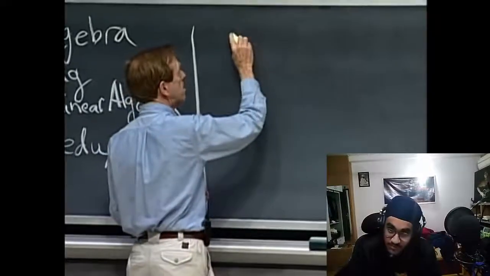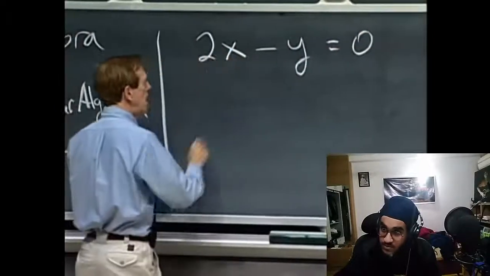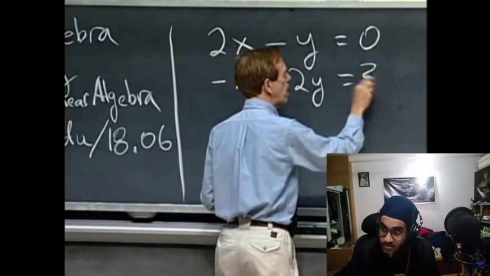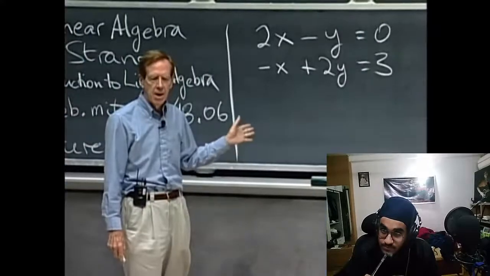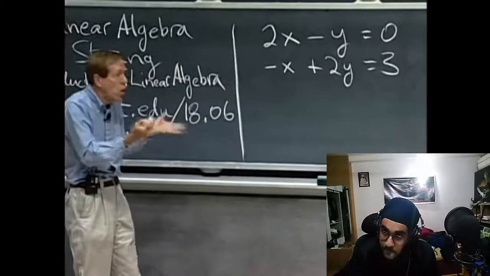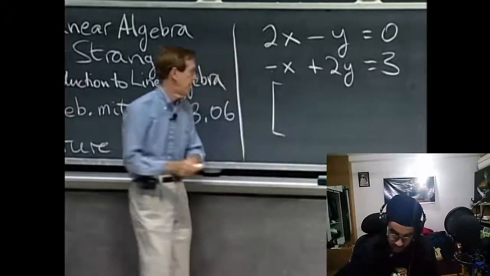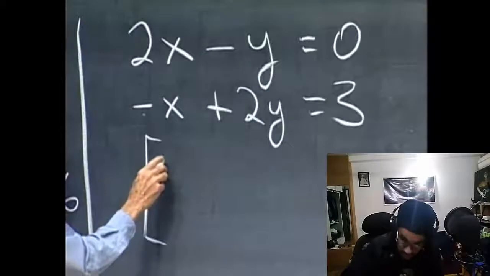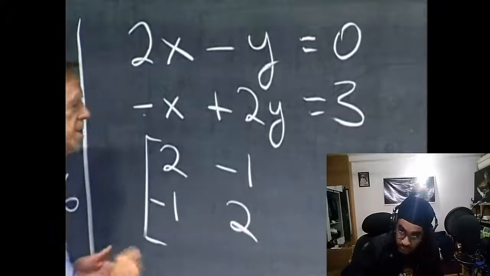So, take an example. 2 equations, 2 unknowns. So let me take 2x minus y equals 0, let's say, and minus x plus, say, 2y equals 3. Okay. I can even say right away, what's the coefficient matrix? The matrix that involves these numbers. A matrix is just a rectangular array of numbers. Here it's 2 rows and 2 columns. So 2 and minus 1 in the first row, minus 1 and 2 in the second row. That's the matrix.